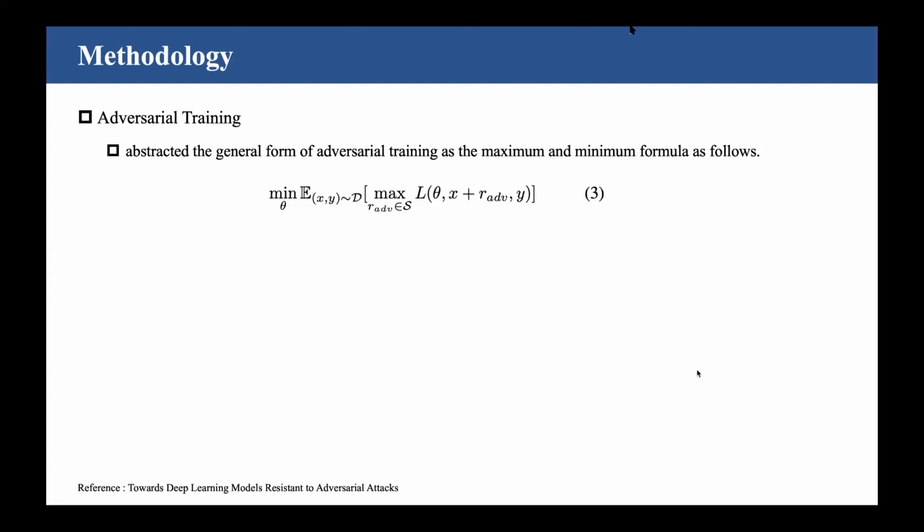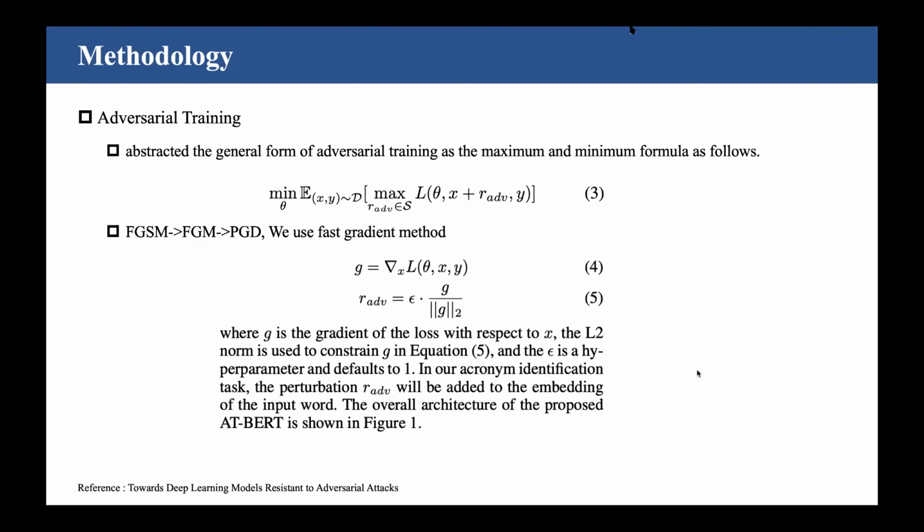First, the internal maximization problem is to find the best perturbation at the given data point x in the perturbation space to generate adversarial samples that achieve high loss. This can be seen as an attack on a given neural network. Second, the goal of the external minimization problem is to find the model parameter theta to minimize the adversarial loss given by the internal attack problem.